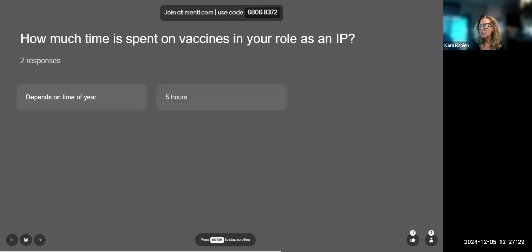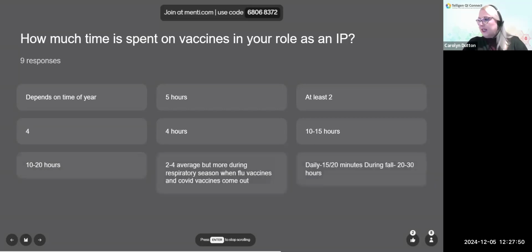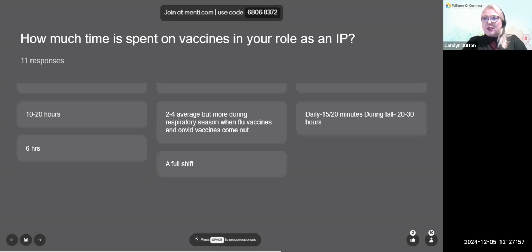Thinking of all things that are included in your vaccine program. Now, someone had put in here, Kara, it depends on the time of year. And that's true. In the fall, there's a lot of time spent on getting those influenza consents and preparing for that as well. Let's just say right now in this time frame, here we are at the first week of December, what are you looking at as far as your time spent on vaccinations? Because that's quite a big chunk of your time as an IP, but it's not all of it.